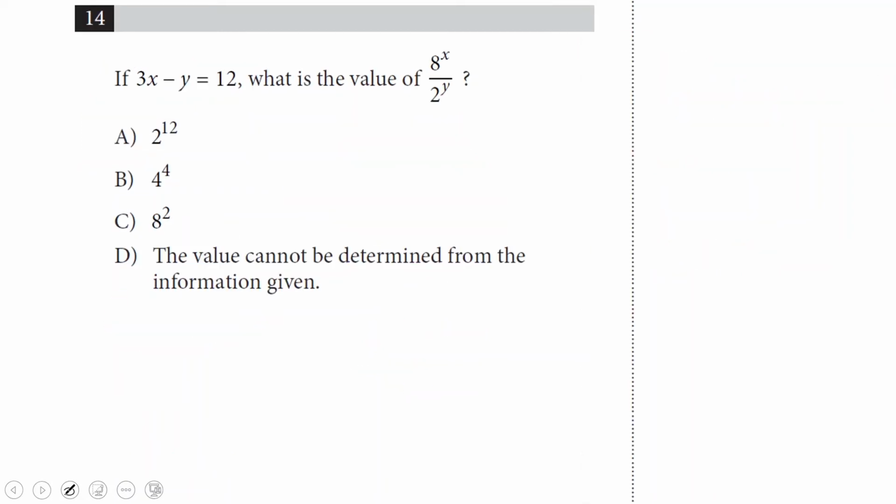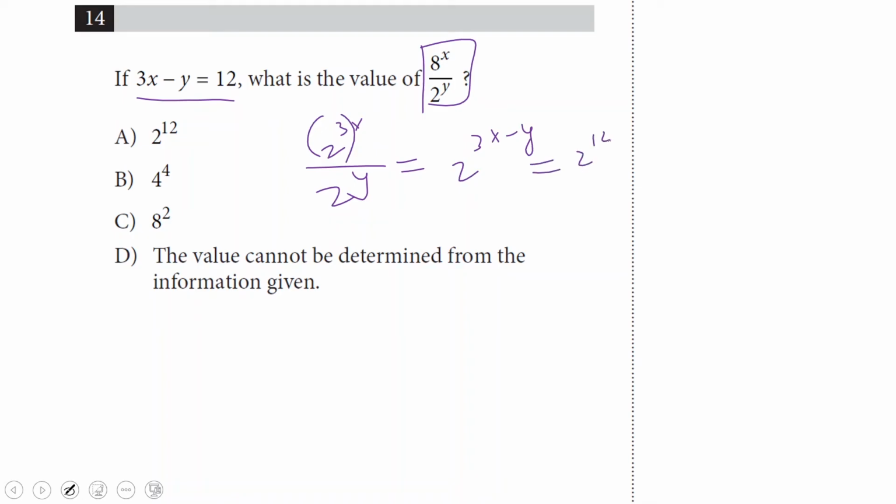14, almost done. Okay, if 3x minus y is equal to what is, okay, so in these problems, just get the common base, guys. Just get the common base. So 2 to the power of 3x, right? Because that's 2 to the 3. All right, so now subtraction, and 3x minus y is equal to 12, so that's 2 to the 12.